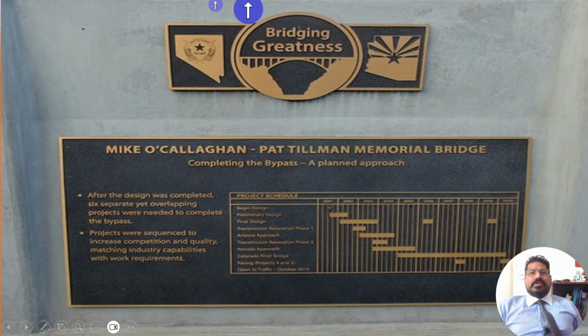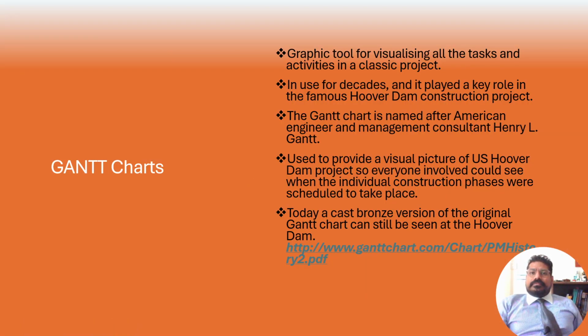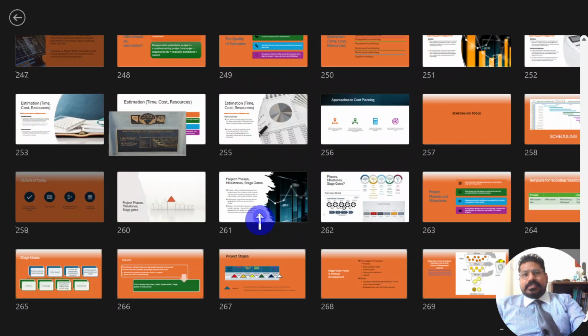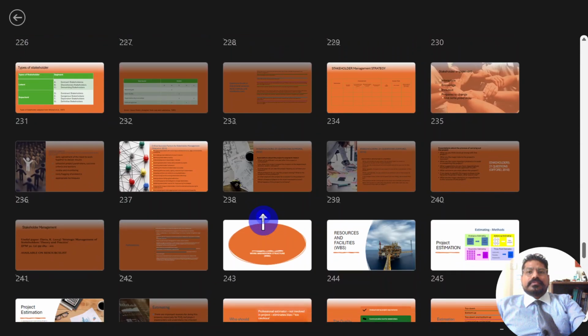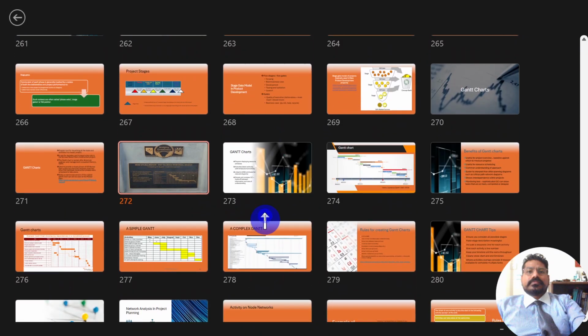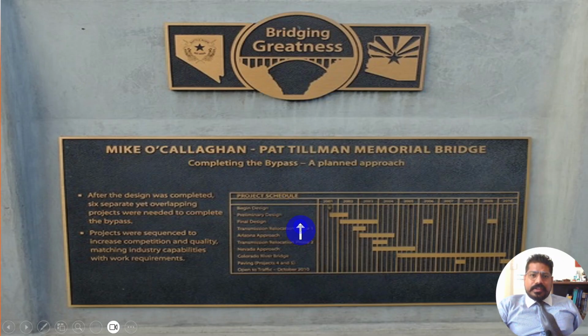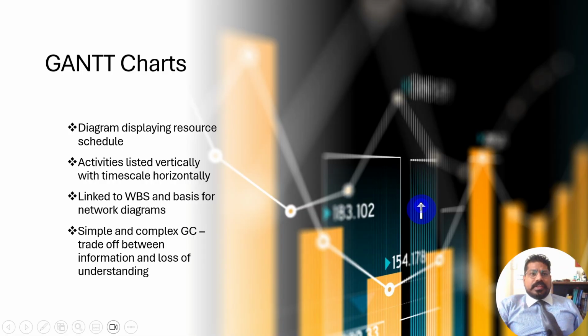Let's look at this. This is how the original Gantt chart looks, the one used in the famous Hoover Dam. I'll maximize it. If you see, you have system design, then a few other artifacts. So that's how a Gantt chart looks, a schedule in terms of years. These are years on the horizontal axis. Okay, Gantt charts.